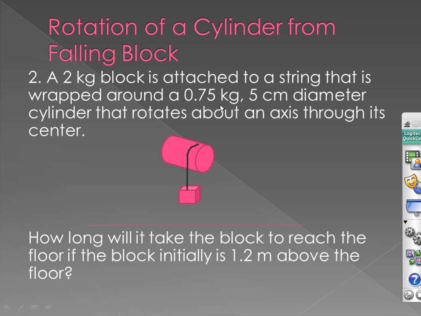That information allows us to calculate the moment of inertia of the cylinder, and then we can use Newton's law, F equals ma, to express the force, mass and acceleration relationship for the falling mass, and then we could use torque equals moment of inertia times angular acceleration, which is Newton's rotational motion law for the cylinder. And again, we want to know how long will it take the block to reach the floor if it's initially 1.2 meters above the floor.